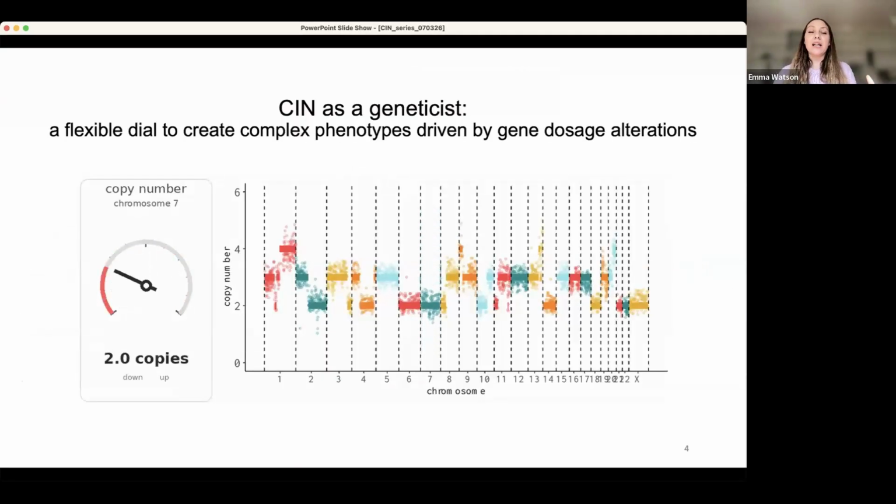And so when I think about chromosome instability as a geneticist, I think about it as really a flexible dial to create complex phenotypes driven by gene dosage alterations. So you may have anywhere, in this triploid background cell line, from 1 to maybe 5 or 6 copies of any given chromosomal region. And this is maybe what the bulk population looks like as it evolves.